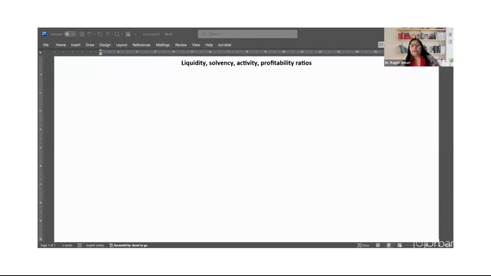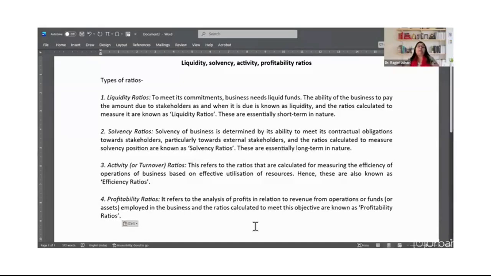So usually, for the convenience of the students and for better understanding purpose, these ratios are divided into four categories: liquidity ratios, solvency ratios, activity or turnover ratios, and profitability ratios. Liquidity ratios are basically calculated to meet the company's commitments, business needs. The ability of the business to pay the amount due to stakeholders as and when it is due is found out through these liquidity ratios. These ratios are usually short-term in nature.